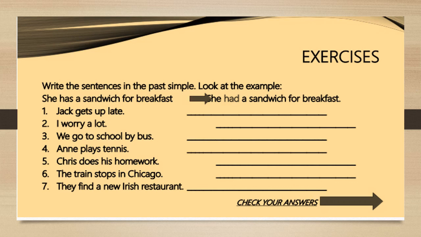Now test yourself. Write these sentences in the past simple tense and look at the example first. Let's see the example together. She has a sandwich for breakfast. So in the past simple tense it becomes she had a sandwich for breakfast. Take 2 minutes to answer.